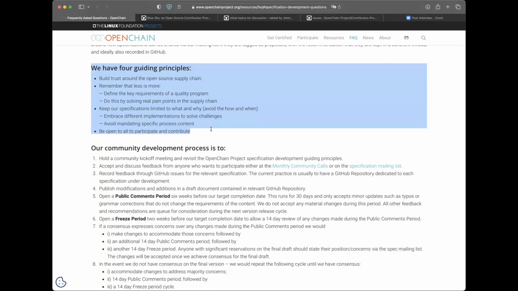We only focus on solving real-world problems. We do not limit implementation choices, and we do not mandate specific process content. In other words, we are high level, practical, and non-prescriptive, non-normative. That's a very important set of walls around us.